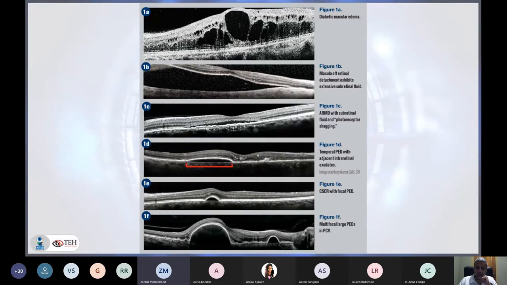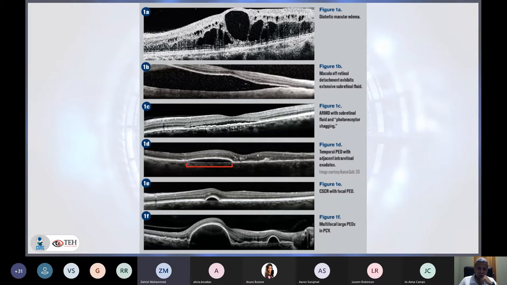And to close off, I chose to go through some of the common OCT findings with emergency patients. So the top image, which is image 1A, you can see what diabetic macular edema looks like on OCT. And you can see the intraretinal cystic spaces. In figure 1B, this is a retinal detachment with extensive subretinal fluid, with ARMD, again with subretinal fluid in image 1C, but you can appreciate that's almost a speckled type pattern.